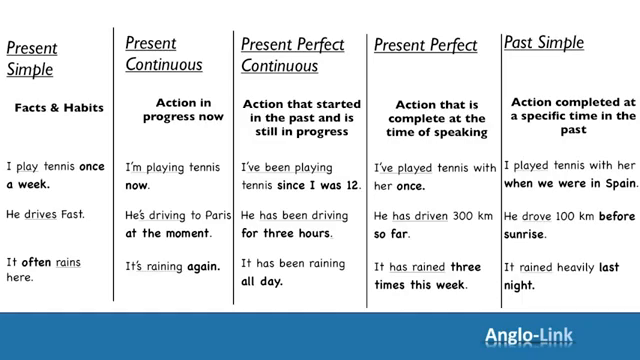And then we moved on to present perfect continuous, which was to talk about an action that started in the past and is still in progress. I've been playing tennis since I was 12. He has been driving for 3 hours. It has been raining all day. Then we looked at present perfect, an action that's complete at the time of speaking. I've played tennis with her once. He has driven 300 kilometers so far. It has rained 3 times this week.